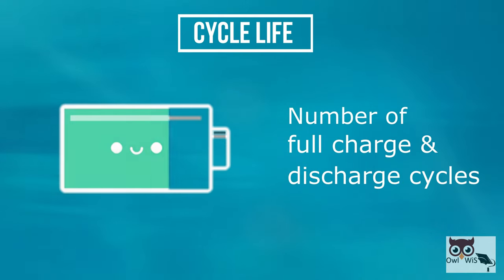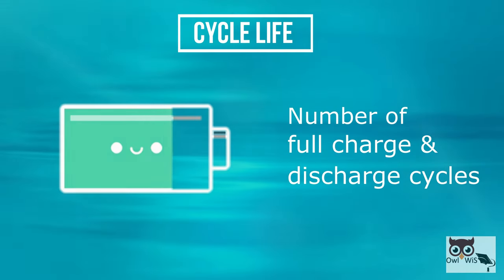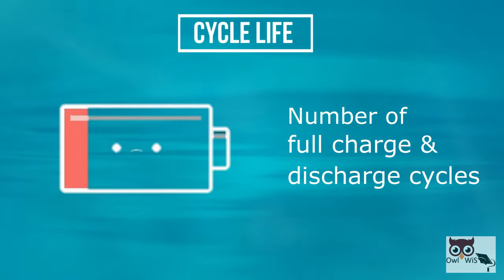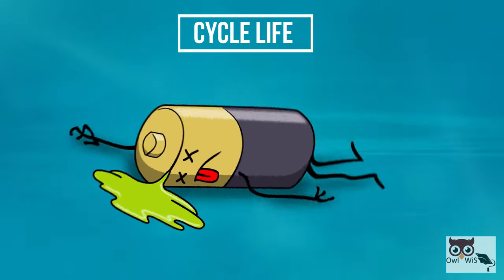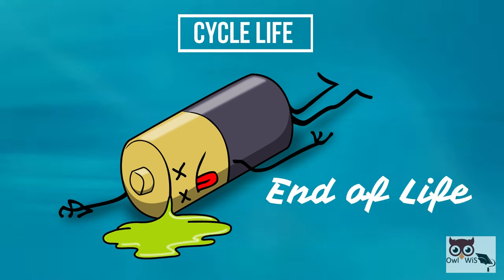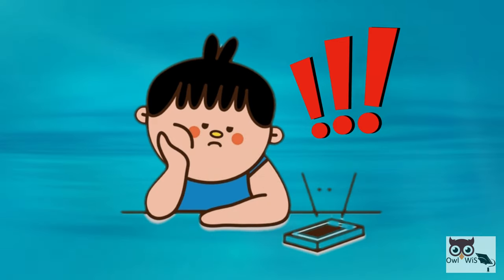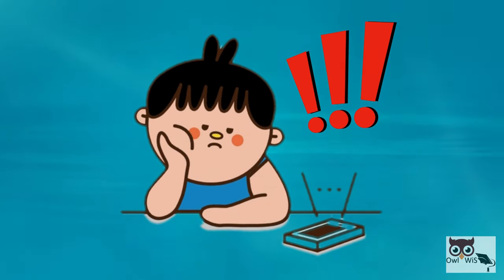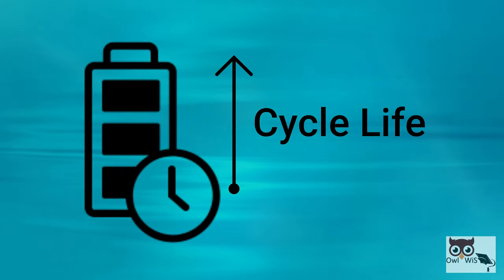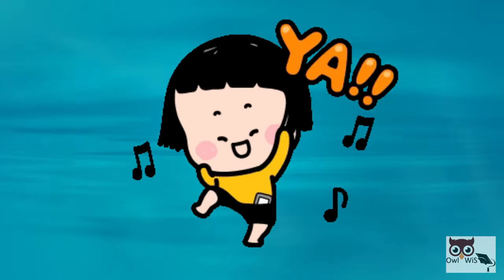Next is the cycle life. Battery cycle life is the number of full charge and discharge cycles a battery can achieve before its capacity level drops below 80%, which is considered a typical end of life for most applications. This is around the time when consumers may begin to experience a difference in their battery performance. With that said, the better the cycle life, the better the consumer experience.